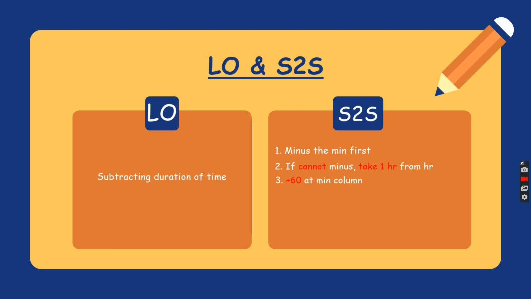Why do we plus 60? Because we know that 1 hour equals 60 minutes. Then the fourth step is we're going to minus the minute column, and the last step is to minus the hour column. So let's start with example 1.